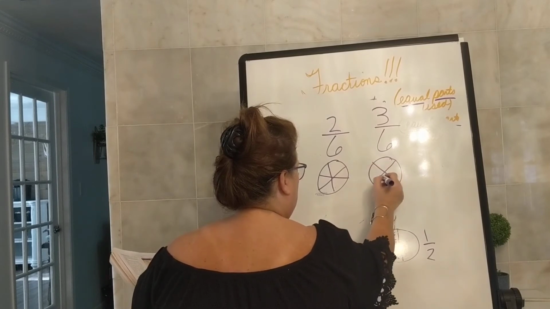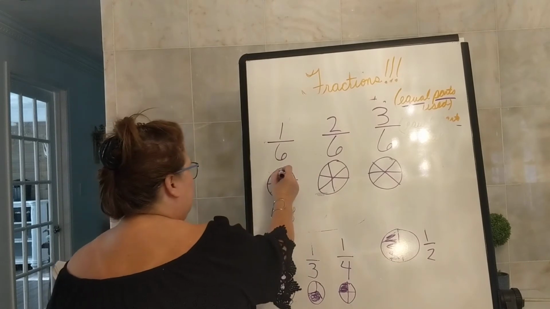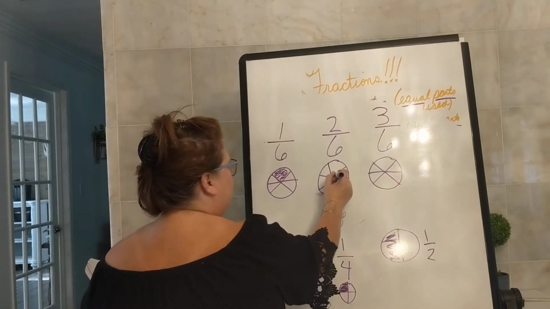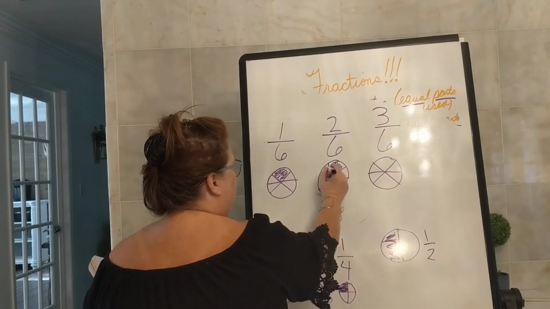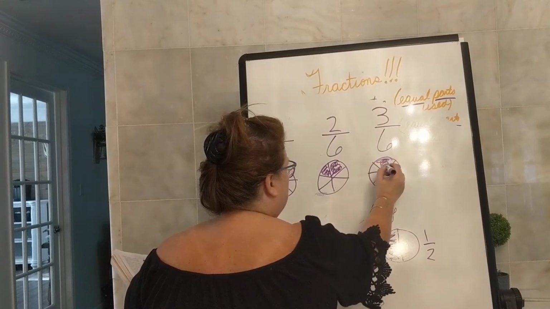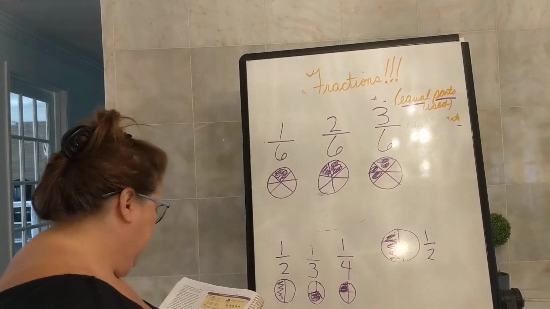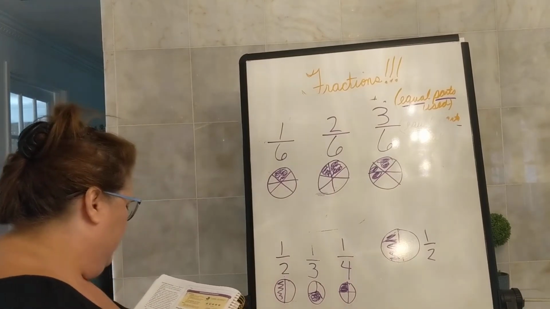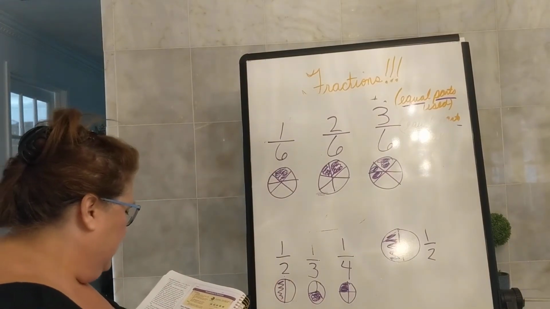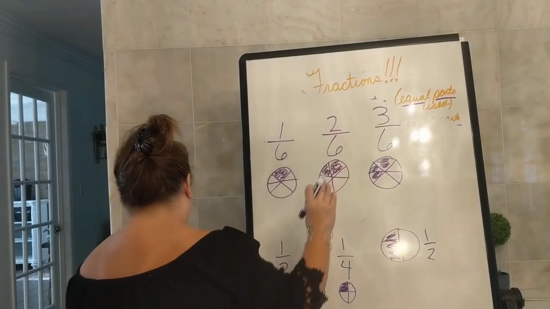So I did it again. Pretend that's down there closer. All right, so for 1/6, here we go. There's our pie. For 2/6, here we go. There's our pie. For 3/6, here we go. There is our pie. And it's saying, when the denominator remains the same and the numerator increases, what happens to the pie?